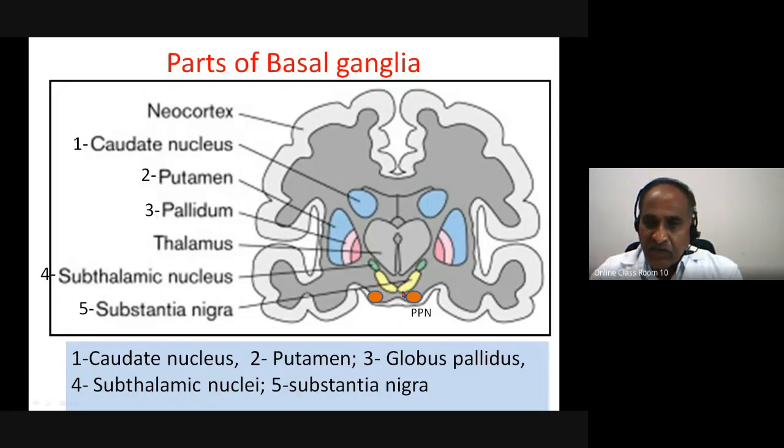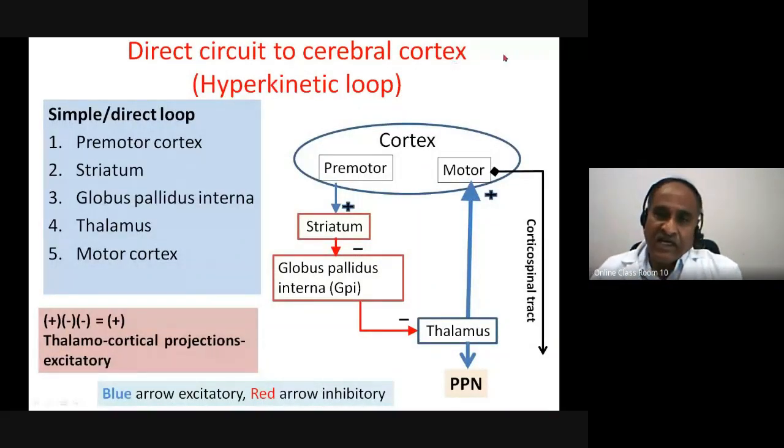In addition, the pontopeduncular nucleus and the thalamus, they receive inputs. Whatever the outputs coming from the GPI, they go to the thalamus and to the pontopeduncular nucleus. Now, these are the connections of the basal ganglia. The first one is the direct circuit, which I explained in my previous class, wherein the premotor cortex gives to striatum. From the striatum it goes to globus pallidus interna, and then to the thalamus and the motor cortex.